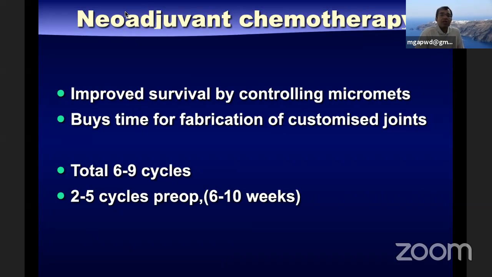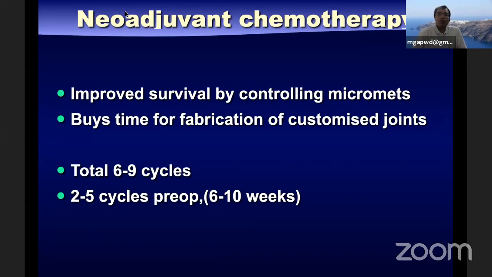Now, it started initially being given before surgery because all the joints which were done for limb-saving surgery were customized, and it would take 6 weeks to fabricate these joints. And therefore, not to keep the patient waiting and allowing the disease to progress, we started giving chemotherapy before. And that's why it's called neoadjuvant chemotherapy, where some chemotherapy is given prior to surgery, then surgery is done, and then again the rest of the chemotherapy is done afterwards.